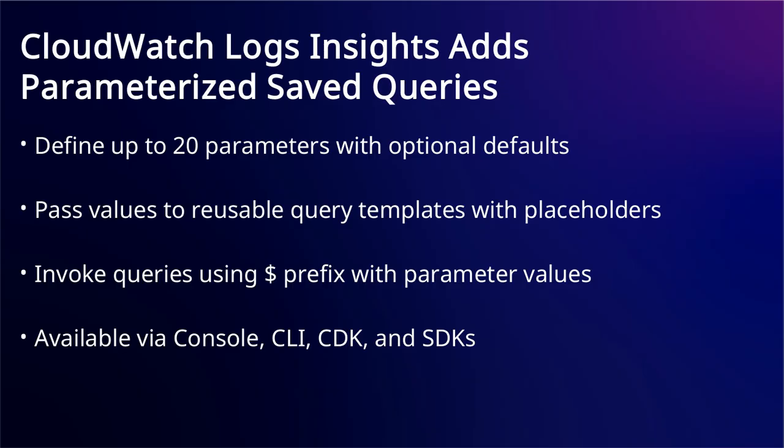To execute a parameterized query, you invoke it using the query name prefixed with $ and pass your parameter values, such as $errors, by service log level equals error, service name equals sorter entry. You can access this feature via the CloudWatch console, AWS CLI, CDK, and SDKs across all commercial regions. This reduces query maintenance overhead while improving reusability for complex log analysis.